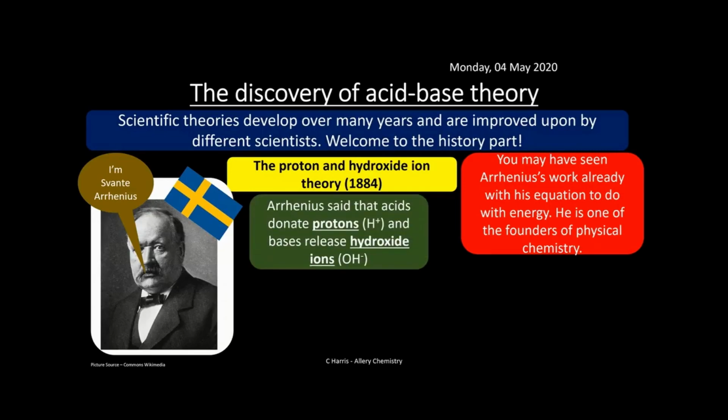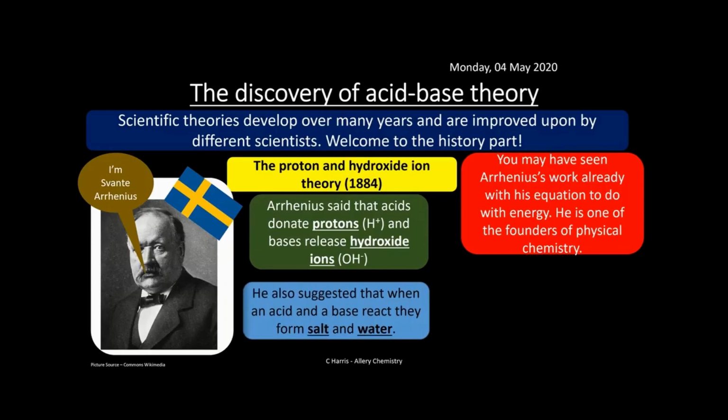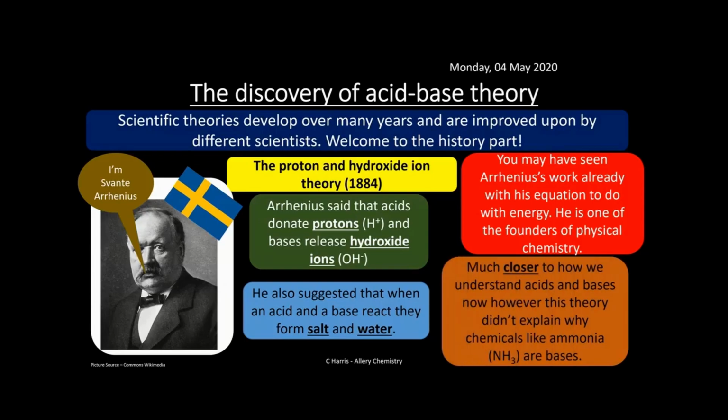And Arrhenius said that acids donate protons, that's H+ ions, and bases release hydroxide ions, which is OH- ions. So that was his thinking. And he also suggested that when an acid and a base react, they form salt and water. So, okay, he's a little bit closer to what we understand it to be currently at the moment. But he didn't explain why chemicals like ammonia are bases. And we know that ammonia is a base. But the problem is, he said that bases release hydroxide ions, but ammonia doesn't have hydroxide ions. So his theory is much closer to where we are now.